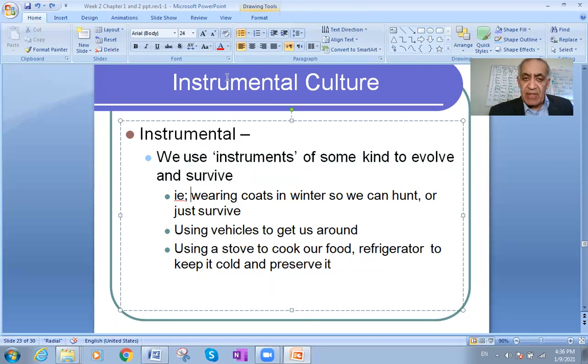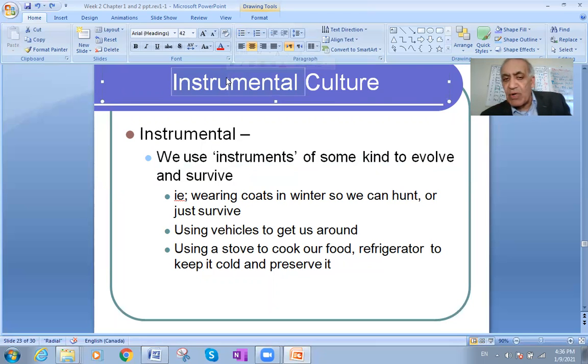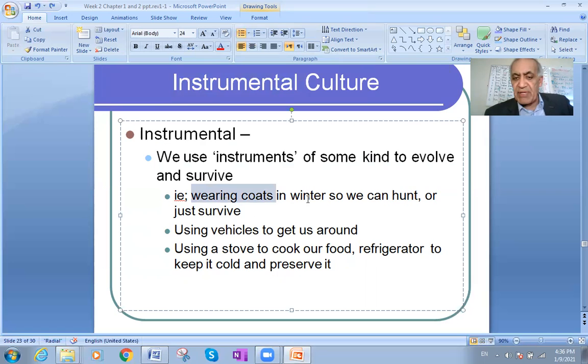As an example, what is the meaning of the word instrument? What does the word instrument mean? Wearing coats in winter, so we can hunt or just survive. Using vehicles is another instrument. We use vehicles for getting around, for going here or there. Using a stove to cook our food, or a refrigerator for keeping things cold. All these things are instruments.